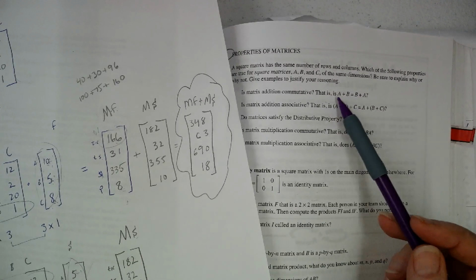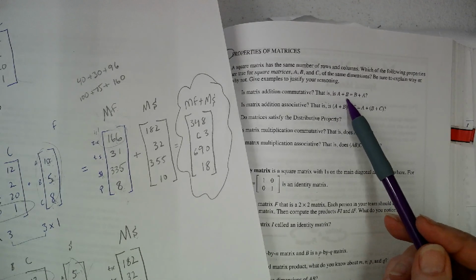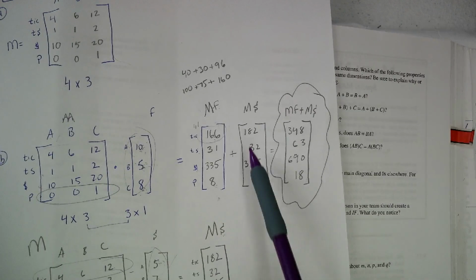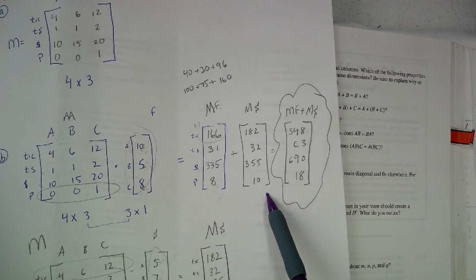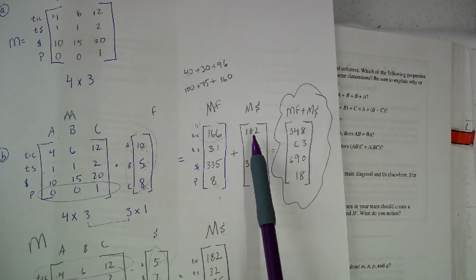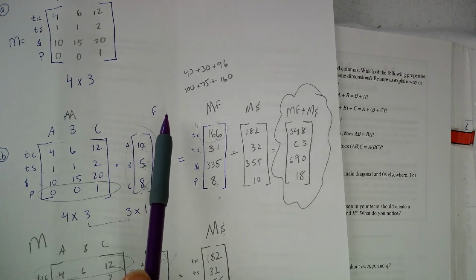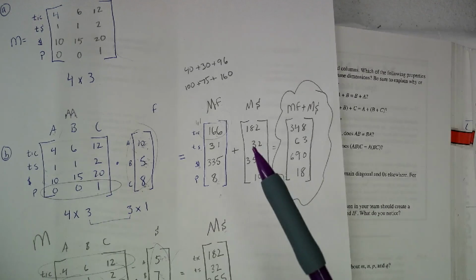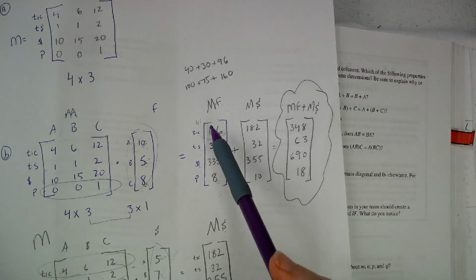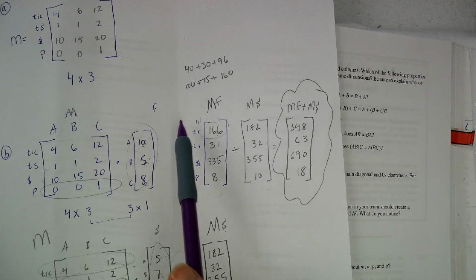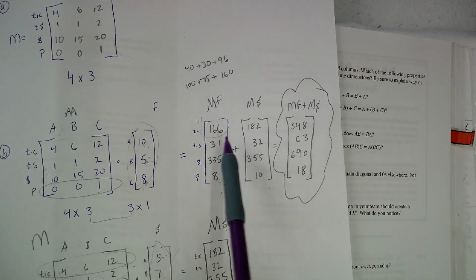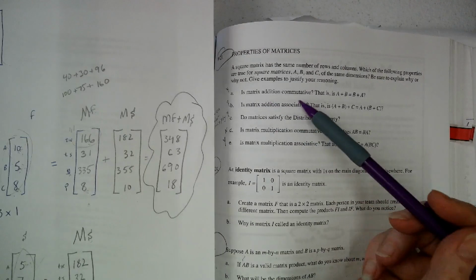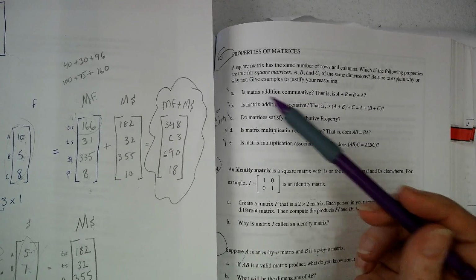But if I add two matrices together, does it matter which one's in front? Here's an example of where I added some together. If I would have put the MS on the left and the MF on the right, it wouldn't matter, I'm still going to add the numbers. I'd still add 182 plus 166, which is still 348. So we're going to say that matrix addition is commutative.